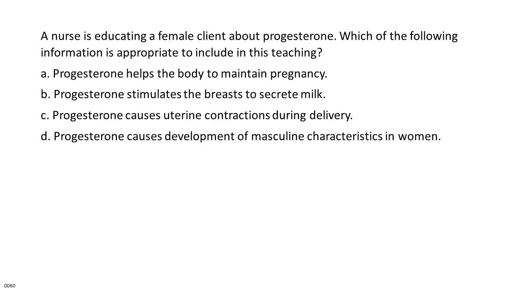A nurse is educating a female client about progesterone. Which of the following information is appropriate to include in this teaching? A. Progesterone helps the body to maintain pregnancy. B. Progesterone stimulates the breasts to secrete milk. C. Progesterone causes uterine contractions during delivery. D. Progesterone causes development of masculine characteristics in women.